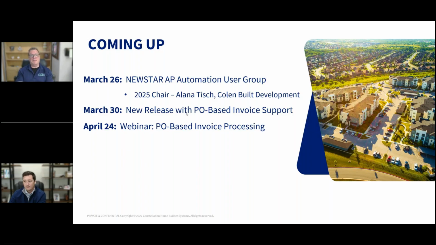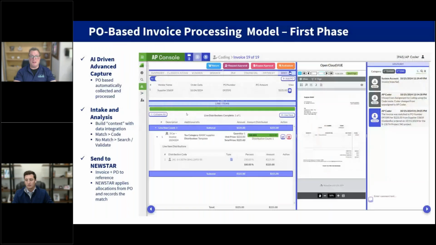And March 30th, we're releasing our next upgrade, which will include some level of PO-based invoice support, and more to come on that. It turns out that some of the inefficiencies are really labor aspects of invoice processing that spill over into the PO world as well. So we're really excited about that, and the interest is really high. The new release has that, and you can see that new release on April 24th. So again, just kudos to the Constellation team and the growing partner ecosystem to make the vision of modern home building come to life.